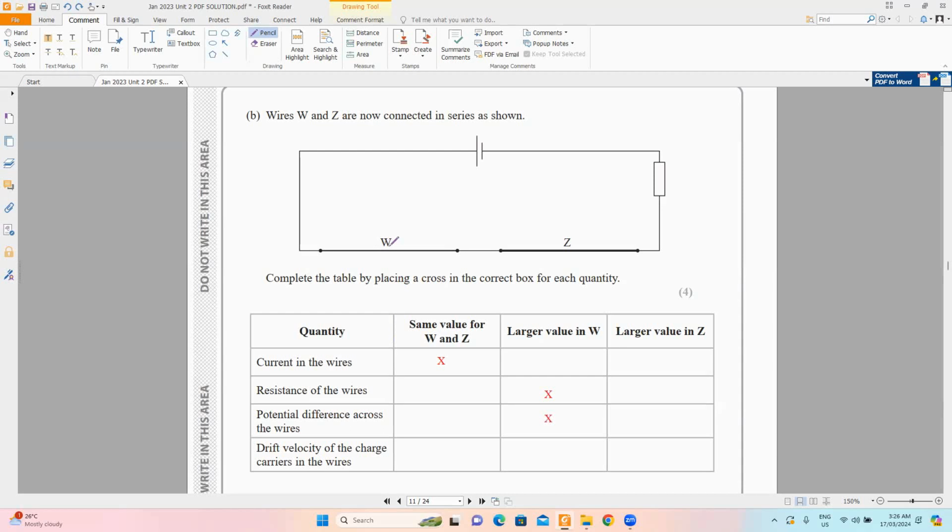And about the drift velocity, since I equals nAvq and the current remains the same, this wire has a smaller area, so it will have a greater drift velocity. So drift velocity will be greater.